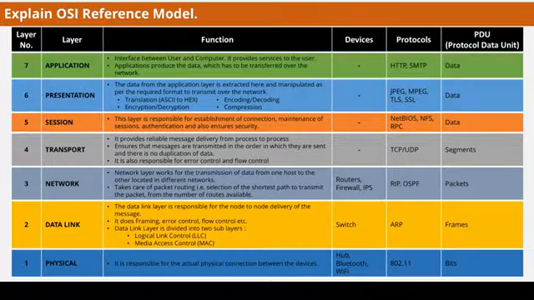Layer 7 is application layer. It acts as an interface between the user and the computer. Application produce the data which has to be transferred over the network. Protocols include HTTP, SMTP. The PDU is in the form of data.